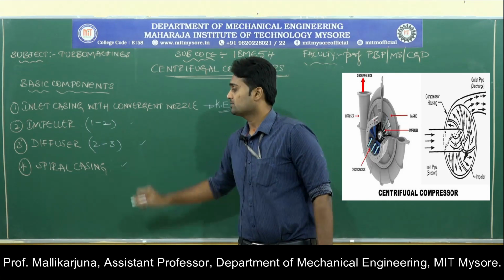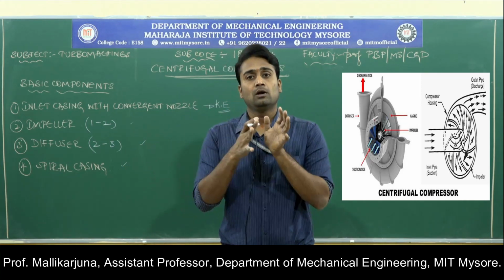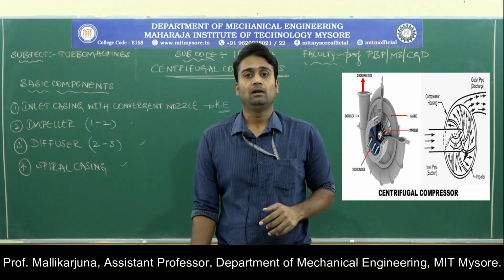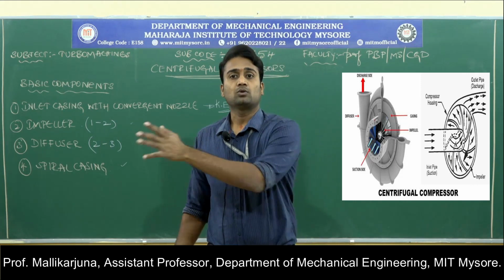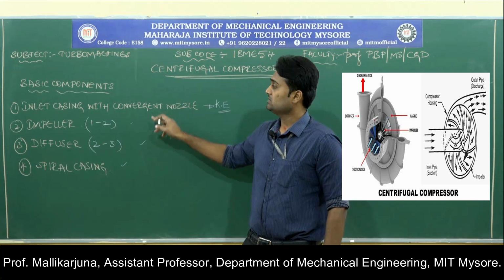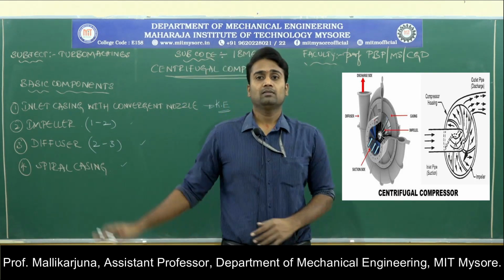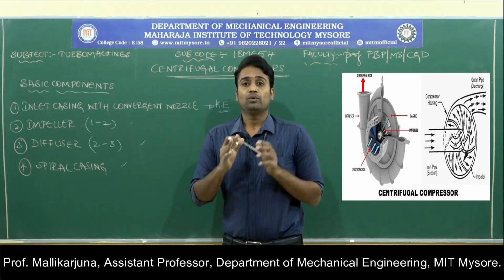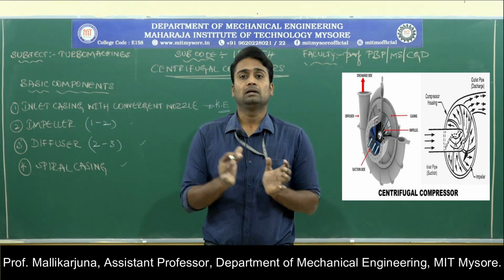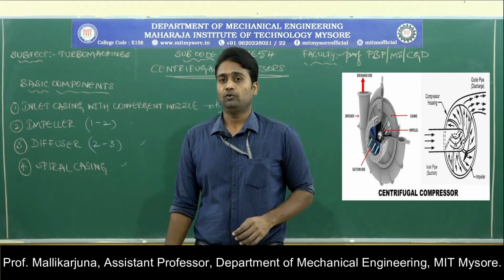Next, the spiral casing. The spiral casing is the casing provided at the outlet part of the compressor to provide the proper channel towards the storage device or towards the exit. So that is the final casing. These four are the very important parts that we can observe from the figure, and these four are the parts which play a huge role in lifting the pressure of the fluid.